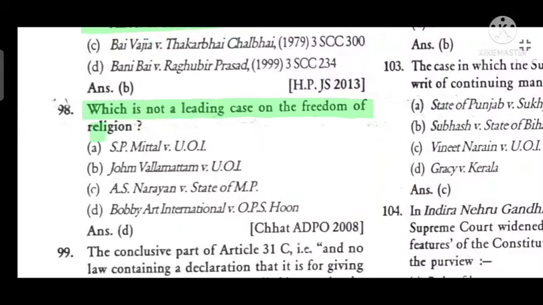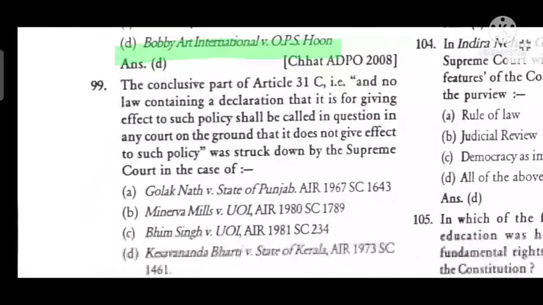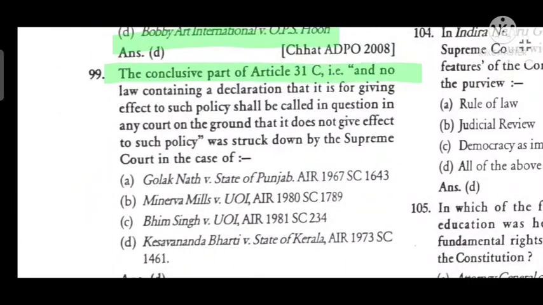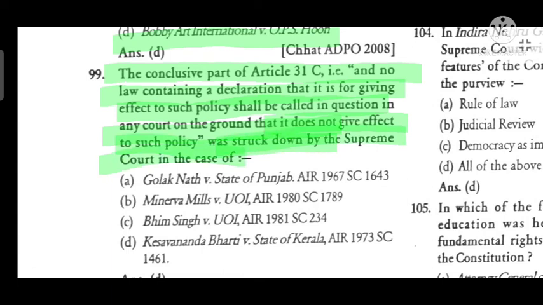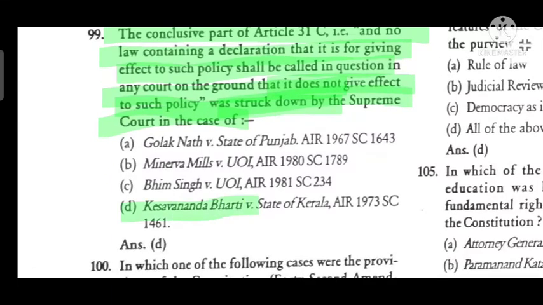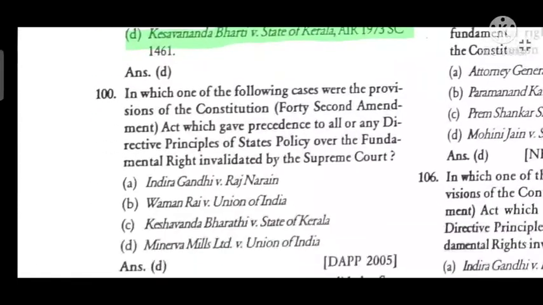Which one is the leading case on freedom of religion? Bijoe Emmanuel versus State of Kerala. The conclusive part of Article 31C, that no law containing a declaration that it is for giving effect to such policies shall be called in question in any court on the ground that it does not give effect to such policy, was struck down by the Supreme Court in the case of Kesavananda Bharati versus State of Kerala.